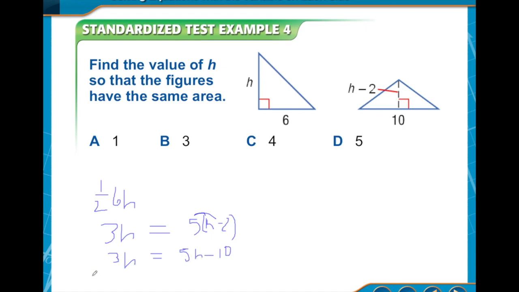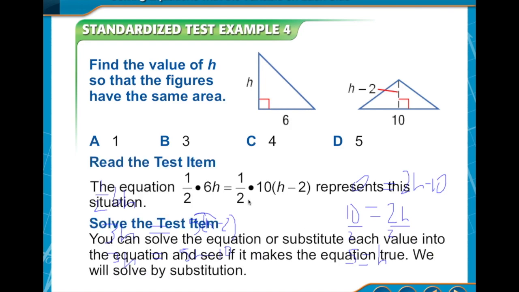Now we need to move the h's to the same side. So if we subtract 3h from both sides, I'm going to move this over here. On the right, we would get 2h minus 10. On the left, now we have 0, since we subtracted that 3h away. If we add 10 to both sides, 10 equals 2h. And if we divide away the 2, 10 over 2 is 5. That is equal to our height.